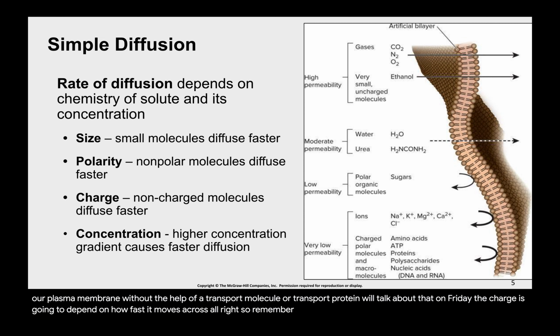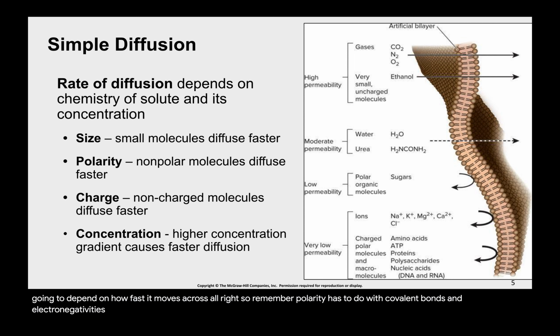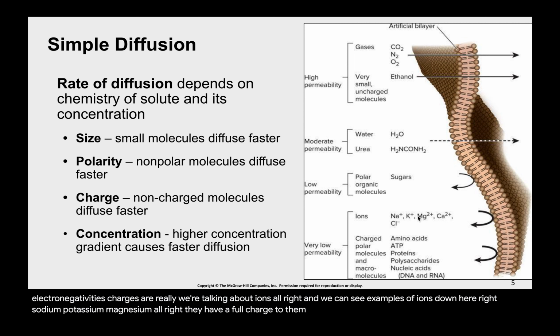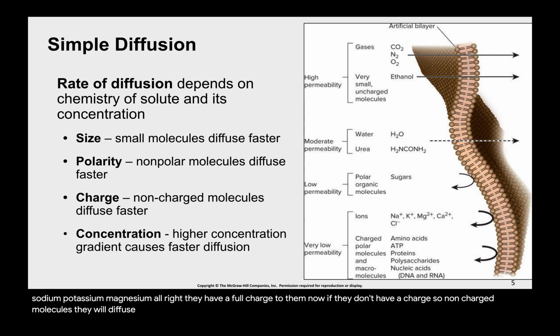So remember, polarity has to do with covalent bonds and electronegativities. Charges are really, we're talking about ions. And we can see examples of ions down here: sodium, potassium, magnesium. They have a full charge to them. Now, if they don't have a charge, so non-charged molecules, they will diffuse faster than molecules with a charge.